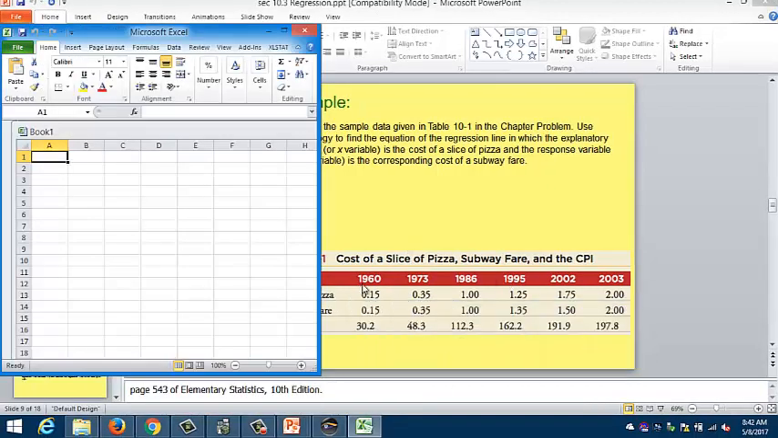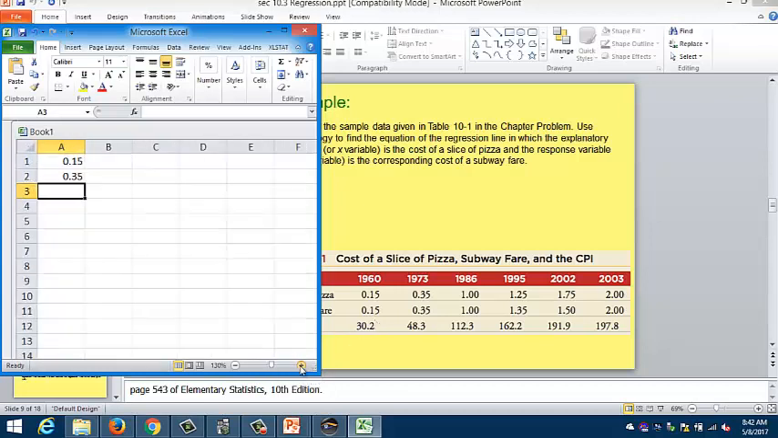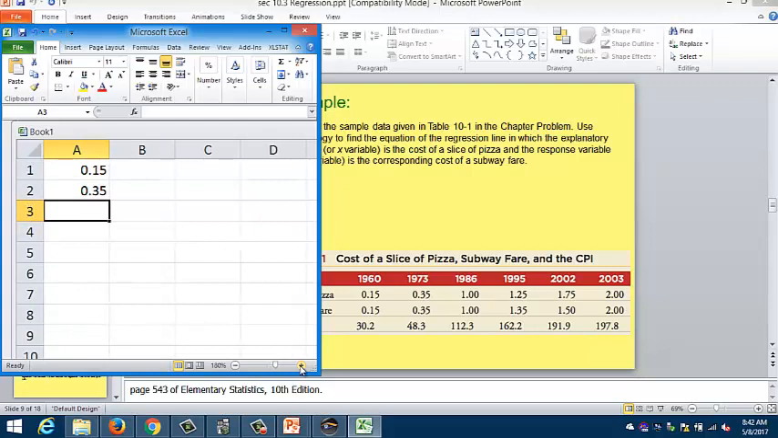Okay, so I have Microsoft Excel here, and I just have to type in my data. I have 0.15 for 15 cents, and then I have 0.35. Maybe I'll make this a little bigger for you. This is the price of the pizza. I'll move this down a little bit and label it so we're a little more careful here. Here's pizza, and here's Subway. And I don't mean sub sandwich.